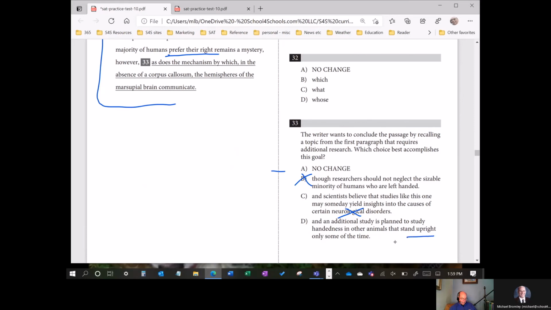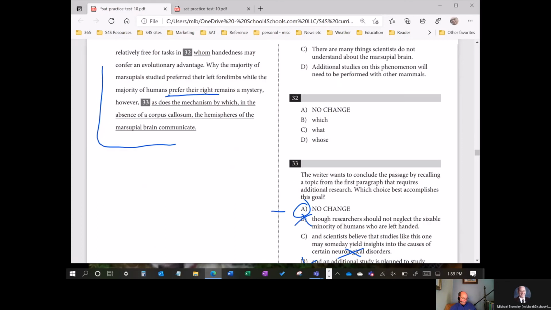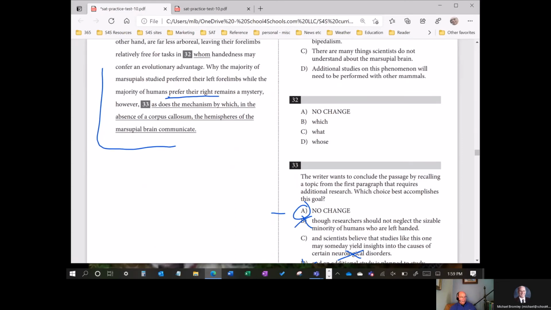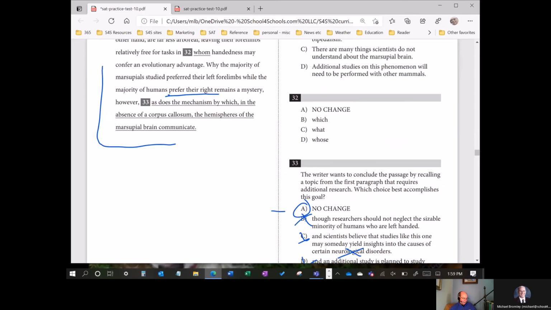This is about marsupials, and only some of the time, so that makes no sense. So we have to kind of go with A, and let's see if we can make sense of that. Eliminating down to A here. I do that purely through elimination, without really thinking about this one too much.